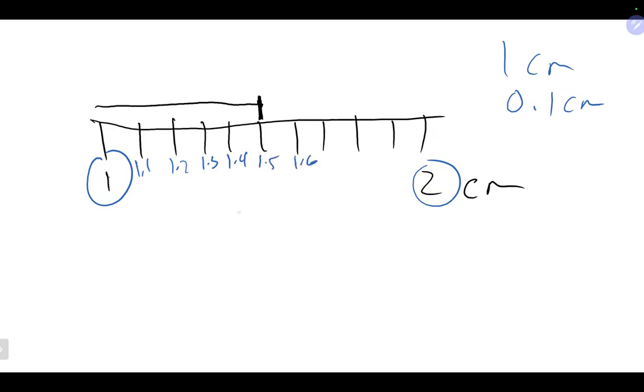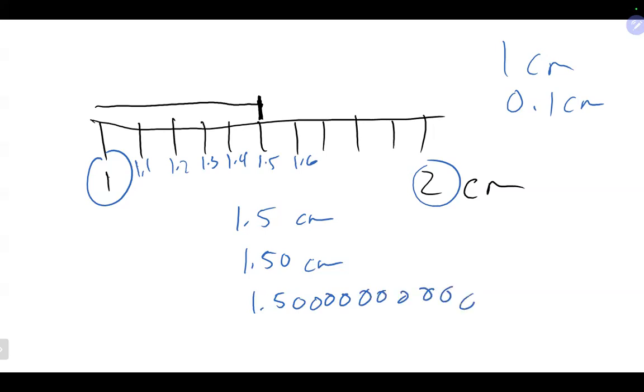Should the answer be 1.5 centimeters? Should it be 1.50 centimeters? Should it be 1.50000? Because more zeros feel more scientific when you're doing it. I'm going to say that just feels like a lot of zeros, that last one. So which one should it be? Should it be 1.5 or 1.50? Or is there a difference depending on which one you record? Does it really matter?